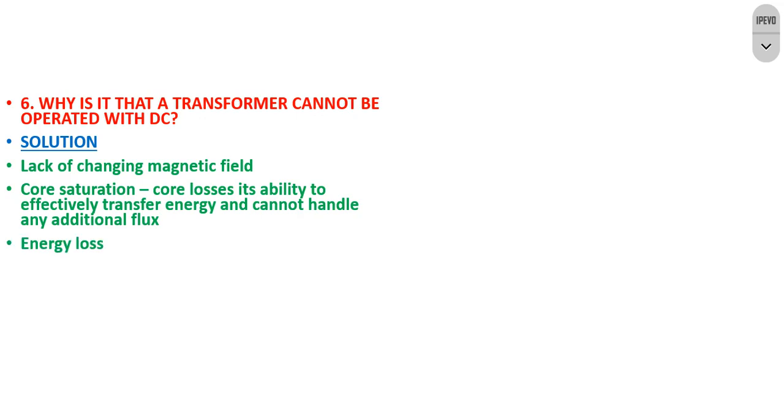And the next one is energy loss. So greater energy would be lost in the transformer if we should use the DC rather than the AC. Okay, so why is it that a transformer cannot be operated with a direct current? The lack of changing magnetic field, saturated core, and energy loss.